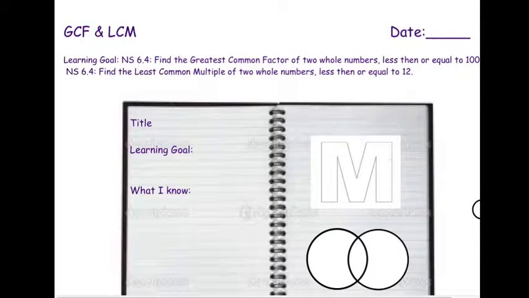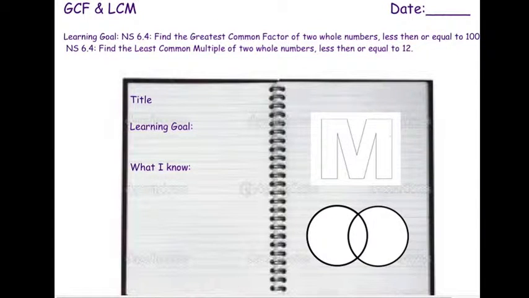Now, before we get started, we want to make sure that your template is cut out and your foldable is secured in your notebook the way it should be. Your M should be cut out all the way around its boundaries, and it should be glued flat to your page directly underneath your learning goal. Your Venn diagram is going to be taped across the top so that it can be flipped open and up, and it should be cut on those vertical lines so that you have three different flaps that can be flipped up. Okay?